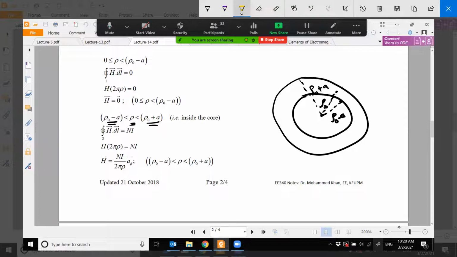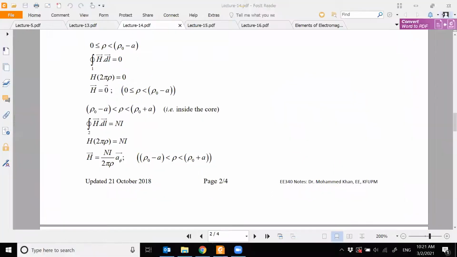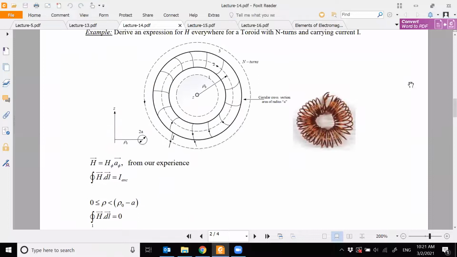That means I am in this region. Can you see this one? This region, which is the core region. So I'm looking at the core region now. So in this case, what will happen? So let's go upstairs and let's see here. Yes, what will happen here in this case?